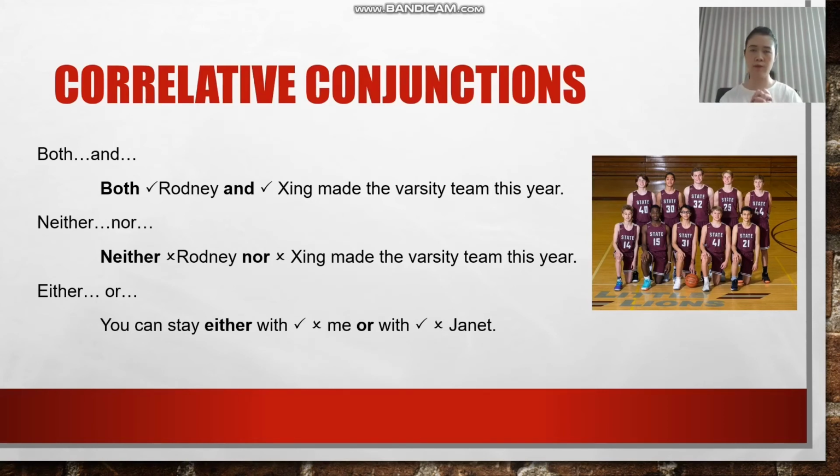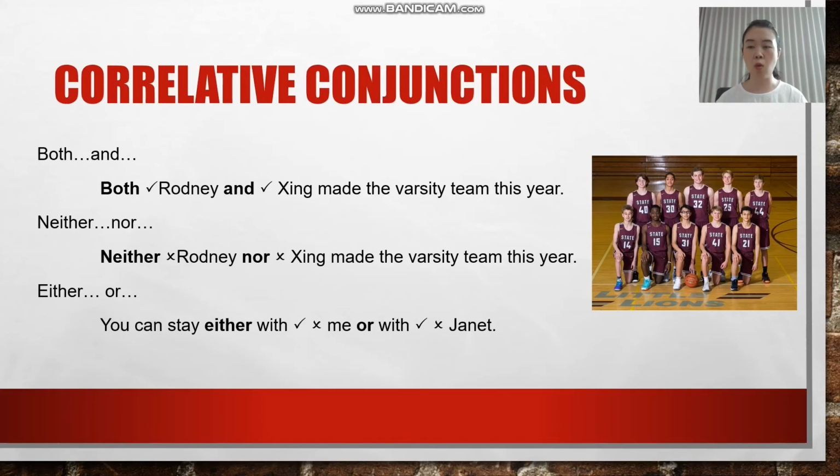I'm sure that all of you have used this before. Both Rodney and Singh made the varsity team this year, and I make a check for both Rodney and Singh. So both and means A and B, A and B together. What about neither nor? Neither Rodney nor Singh made the varsity team this year. What about the meaning of this one? Neither nor. So none of them. Not A nor B. So none of them.